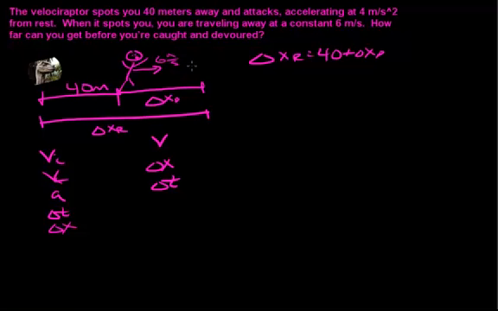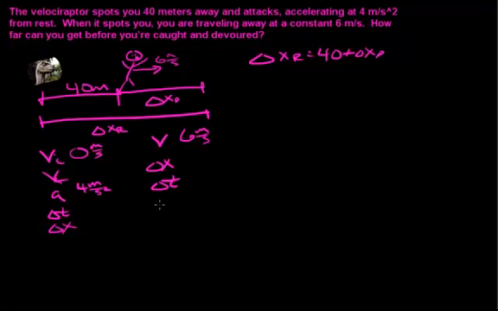Now we're going to fill in what we know. The velociraptor starts from rest, so that's 0 meters per second. It accelerates, I believe, at 4 meters per second squared. And I don't know the final velocity, I don't know the time, and I don't know displacement, because that's not going to be 40, it's going to be more than that, as we saw already. For you, I know that your velocity is 6 meters per second, and again, you don't know your displacement and you don't know your time.